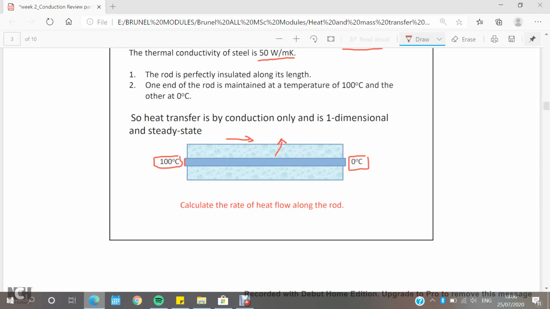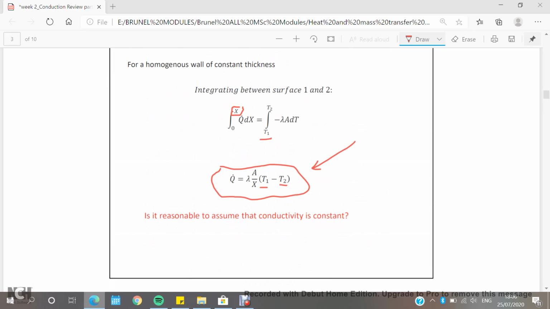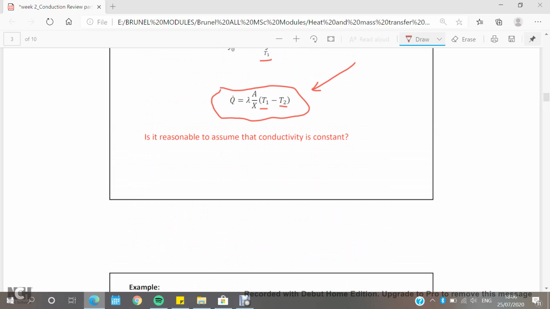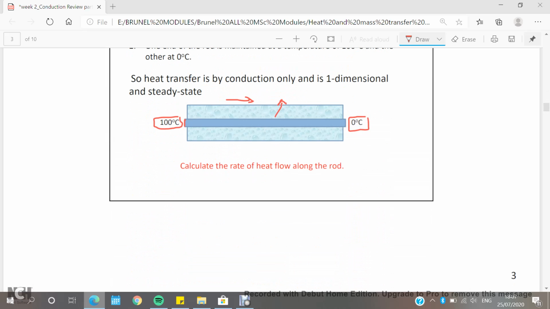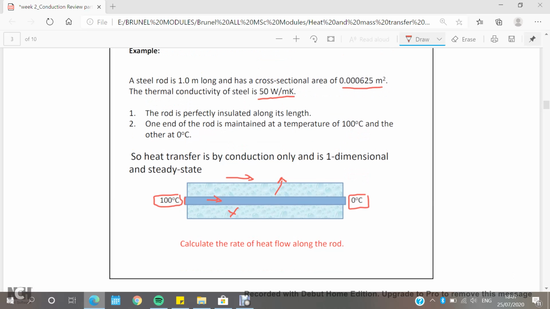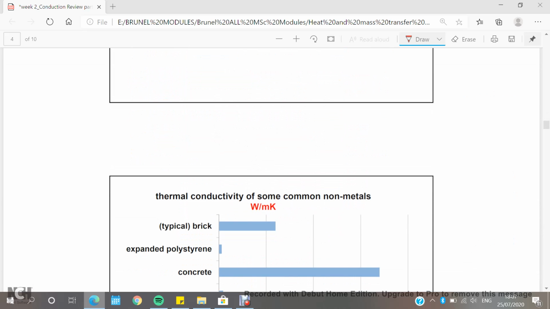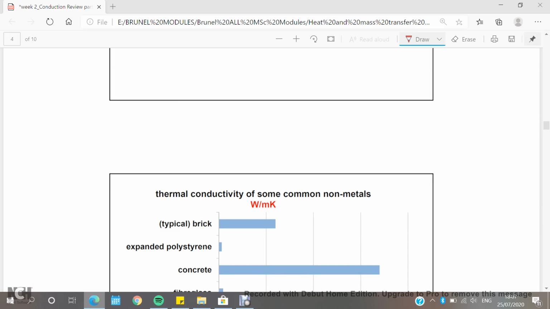Okay, to calculate the heat transfer rate, we can use the previous equation which we discussed before. So we have the temperature difference, which is 100 minus 0, and we have the cross-section area which has been given, we have the thermal conductivity, and we have the length of the rod, because the heat transfer will be in this direction, so this will be x, which is 1 meter. This is a very simple example to explain how we can use the previous equation.